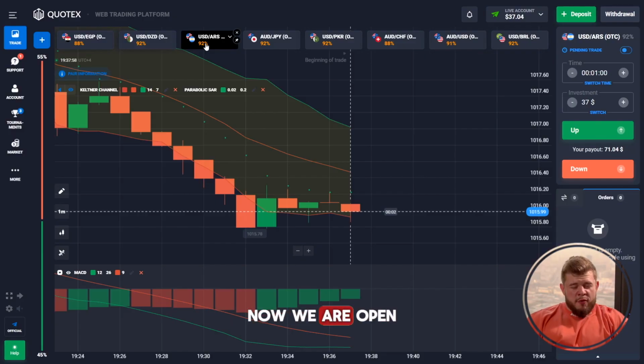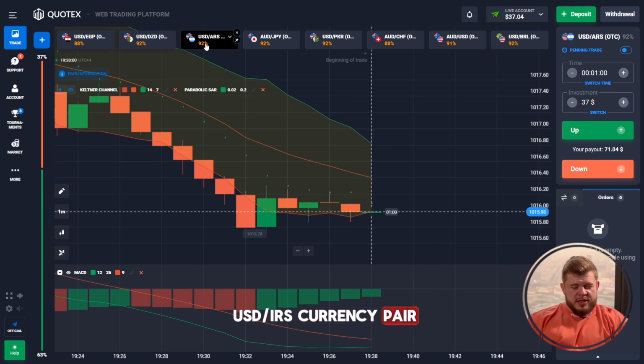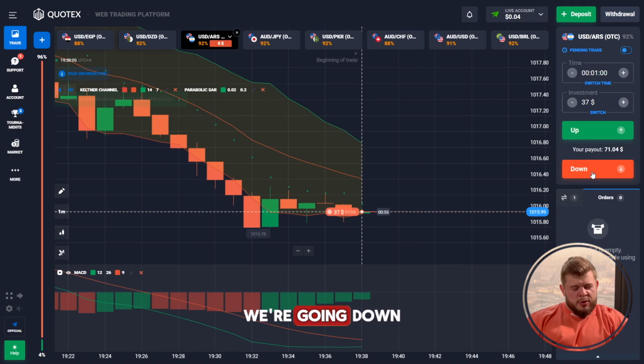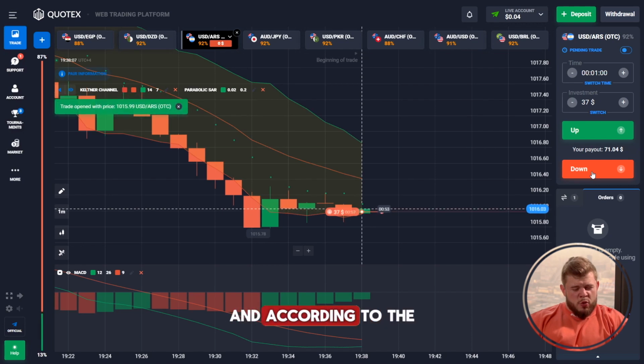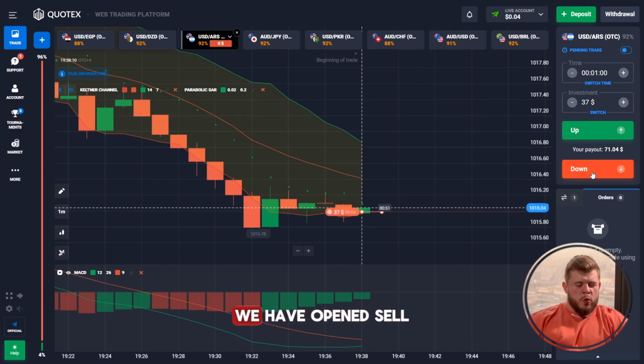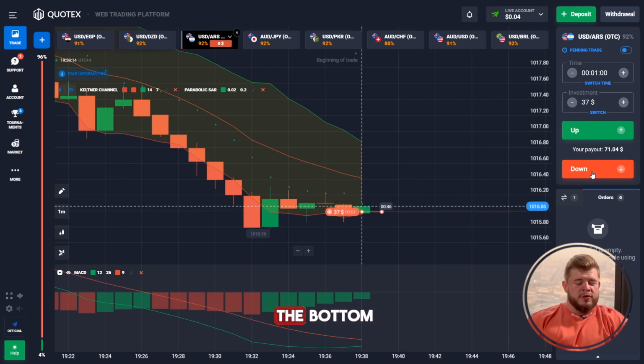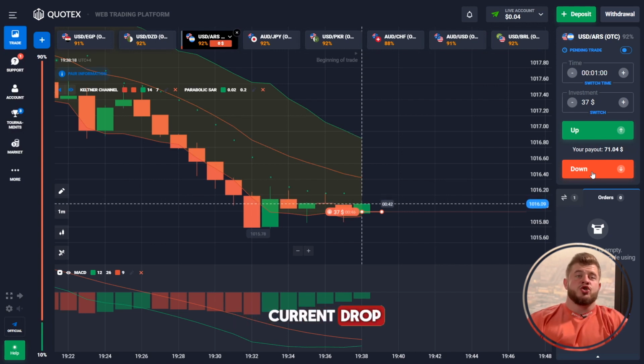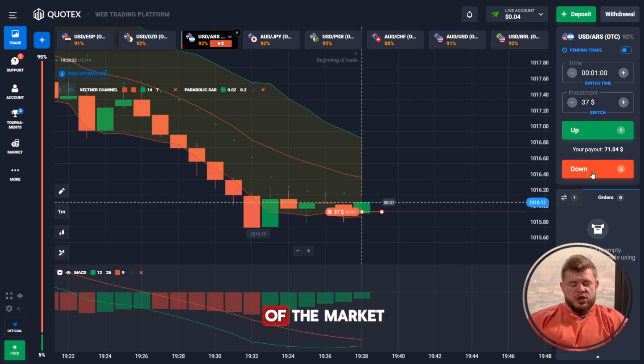So now we have opened the USD IRS currency pair, and here, according to the MACD indicator, we're going down, and according to the down-going channel, we have opened a sell position here, expecting the breakthrough of the bottom of the Keltner channel and continuation of the current drop. So $37 are invested, and let's see the reaction of the market.